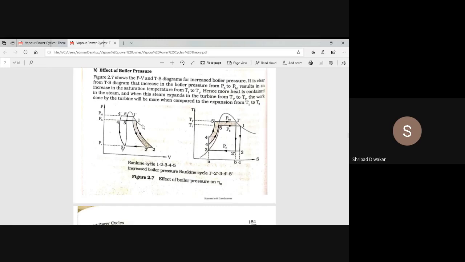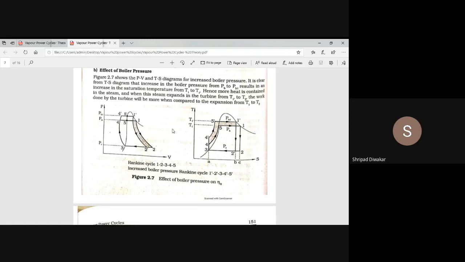Okay. 1 2 3 4 5 1 is the original cycle. Next, you have to draw the parallel line 4' 5' 1' parallel to 4 5 1. Then what is the new cycle? 1' 2' 3 4' 5' and 1'. So this is the cycle we get after increasing the boiler pressure. This is how to draw the PV diagram for an increase in the boiler pressure.